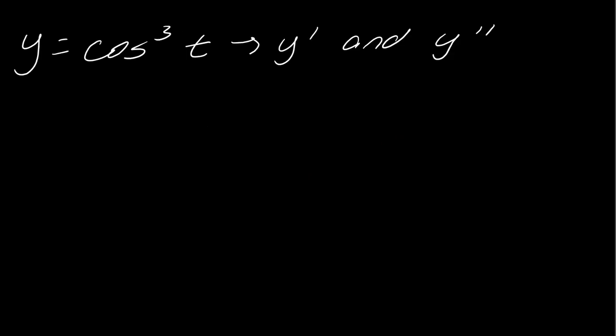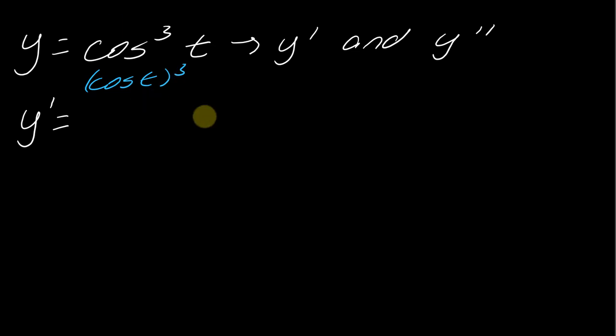Okay, and finally, I have the function cosine cubed of t. For this one, I'm going to find both y prime and y double prime. So starting with my y prime, this is your classic chain rule. The important thing to view here is that this cosine cubed t can be rewritten as cosine t cubed.